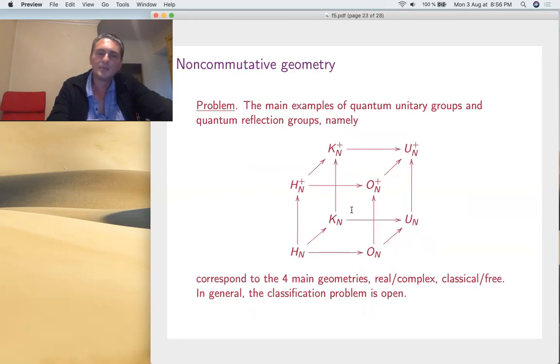Now, what else can we do? Noncommutative geometry. So let's go back to the main examples of quantum groups. That's the same cube that we're using all the time. This somehow corresponds to the four main geometries, right? I mean, we have the real geometry, Hn-On, right? On is the continuous group, Hn is the relevant discrete group. Then the complex geometry with Kn-Un, then the free real one and free complex one.